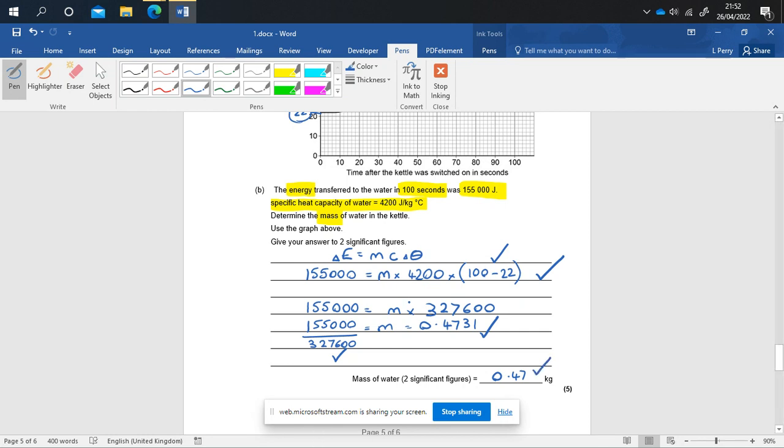Now, let's say I made a mistake. Let's say I got the temperature change wrong. I could still get all the other marks. So you've got to show your working out as you go through.